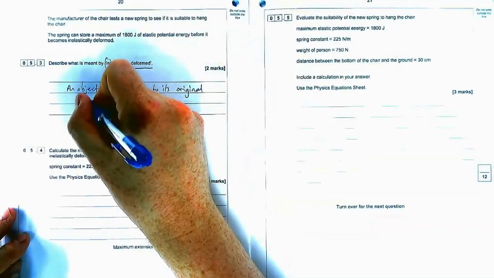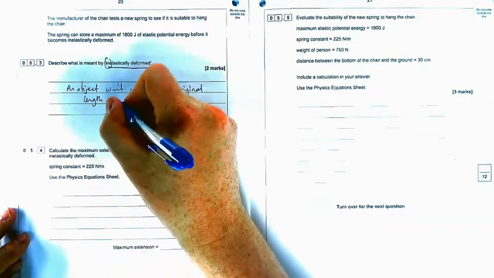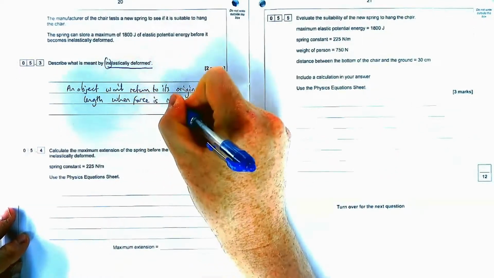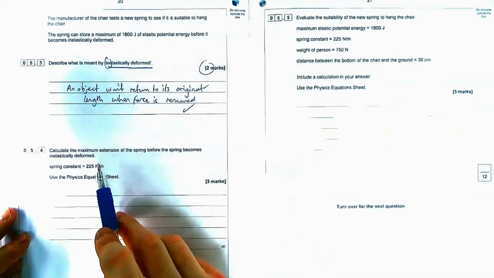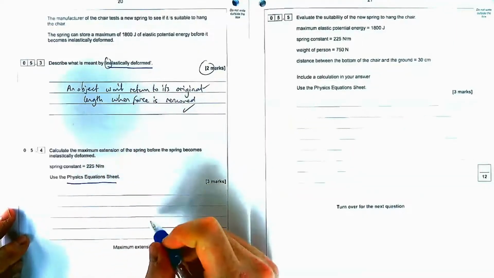So those are your 2 marks for that question. Next we've got another equation involving a physics equation sheet, and we've got to use the information up here. Sometimes the information isn't just in the first bit of the question, it's near the top as well. So this time we've got energy and we've got a spring constant. It's a new spring we're talking about here. We're trying to find extension.